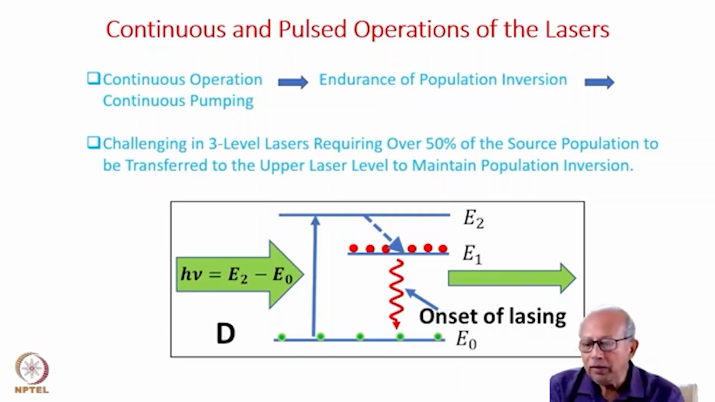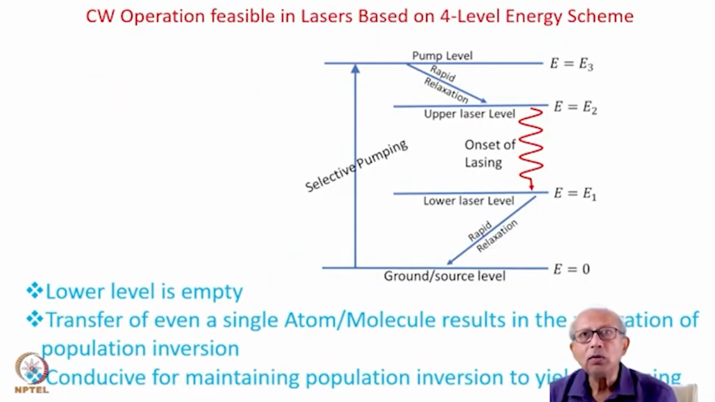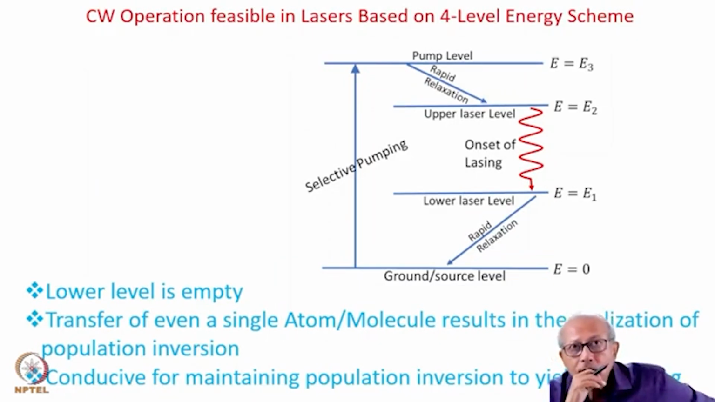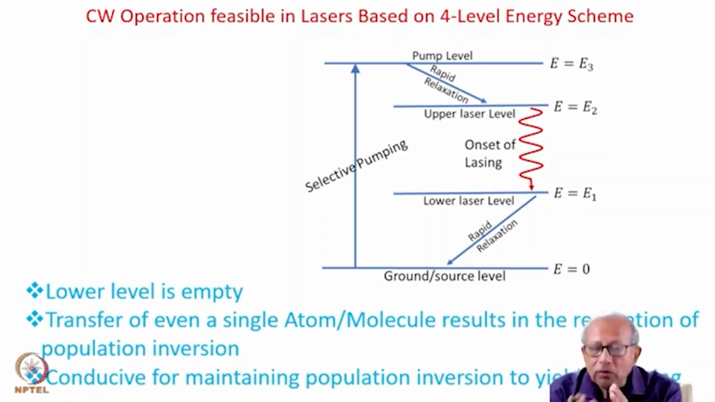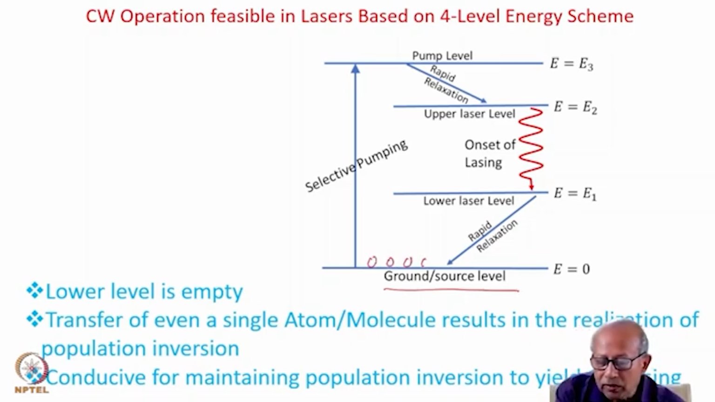So what would be the remedy? How can we operate a laser in continuous mode? Well, of course, the best remedy would be to add another energy level, that is, make it a four-level laser based on a four-level energy scheme. Because you see, now you have four. So now this is the source level, which initially, all the population resides in.